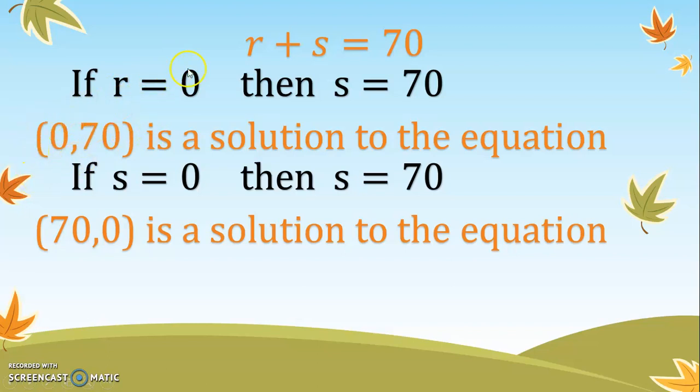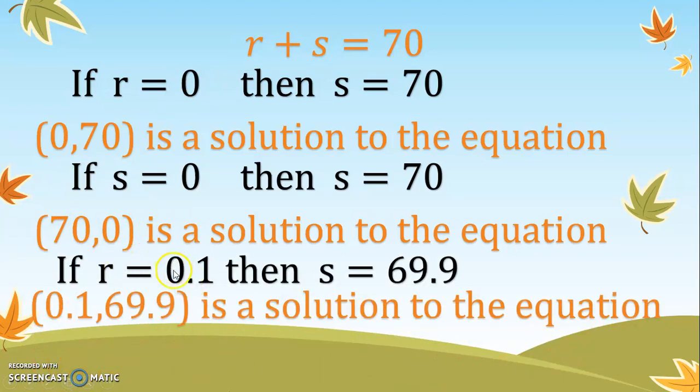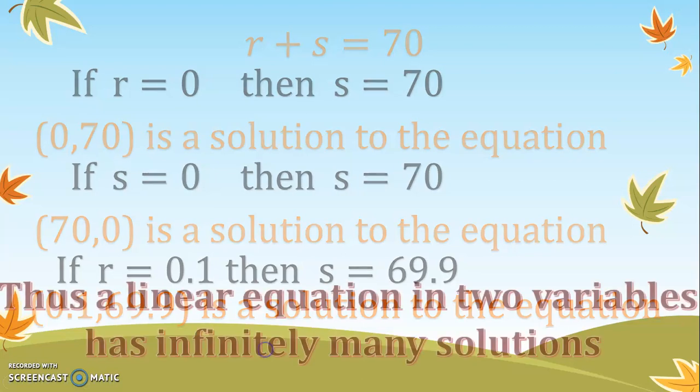Another easy solution is you give 0 to the value of the second variable. So here we are giving s as 0, and then find out what value the first variable takes. So we have 70 comma 0. This is also a solution to the equation. So if r is 0.1, then s is 69.9. These are also two numbers which when we add, will give us 70.